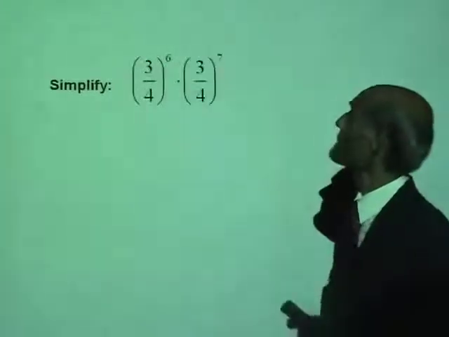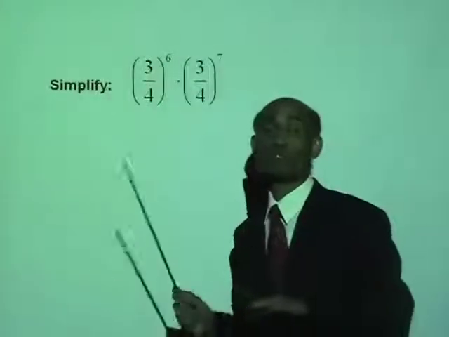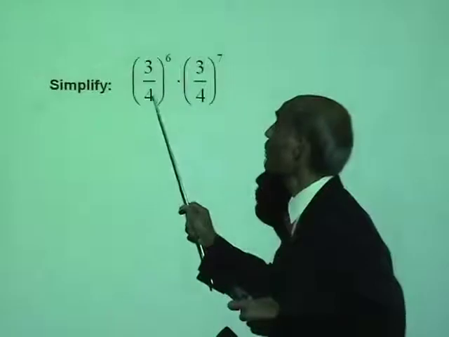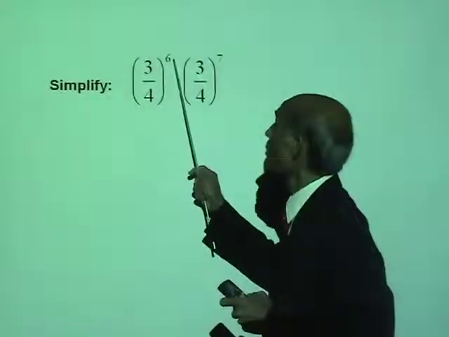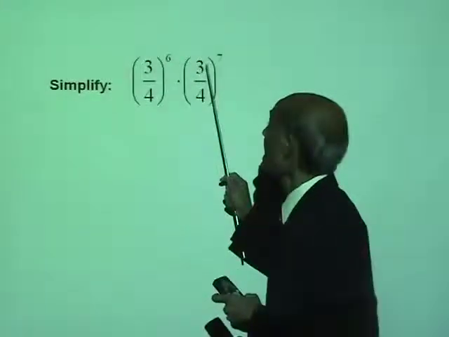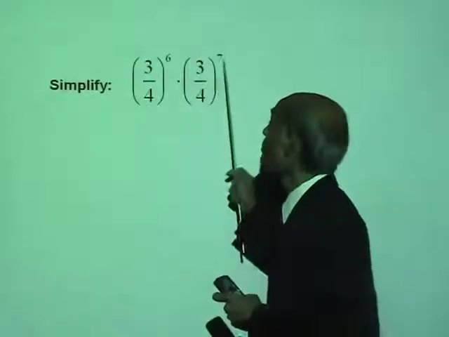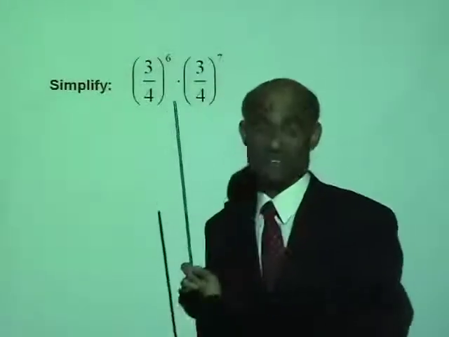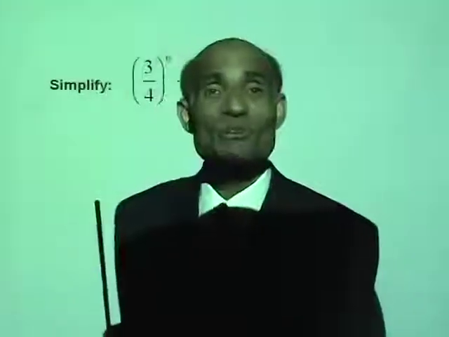Let's move on. How about this? 3 over 4 raised to the power of 6 multiplied by 3 over 4 raised to the power of 7. Now tell me, what will you do here?